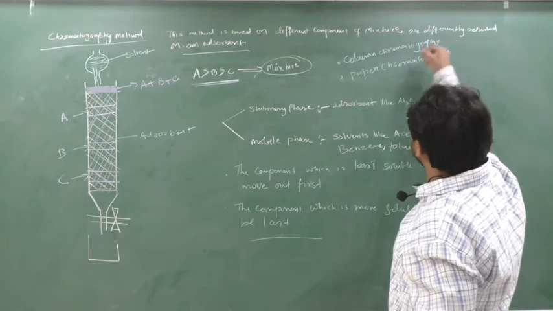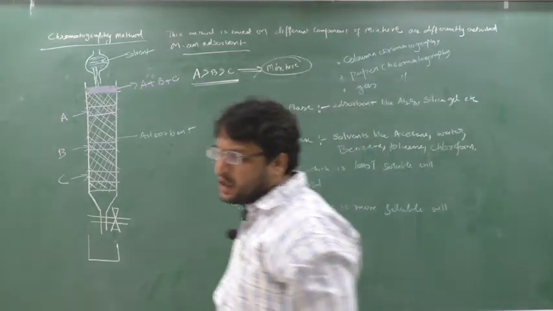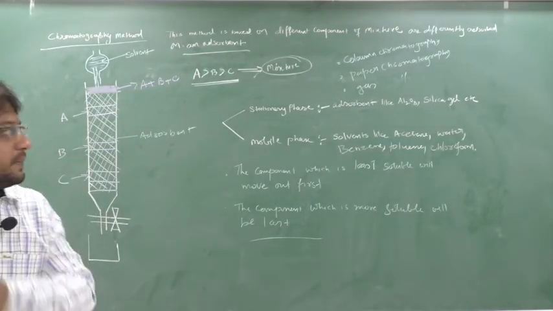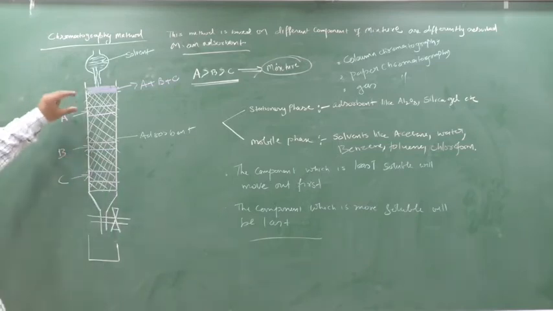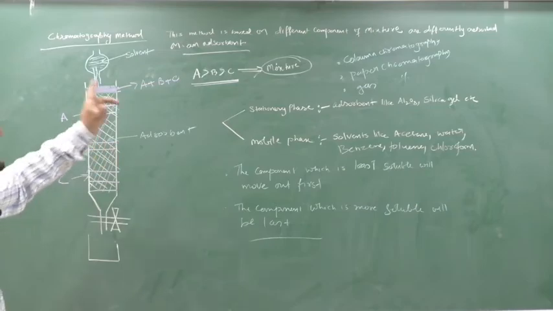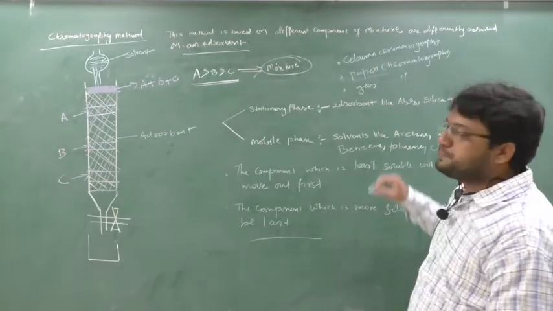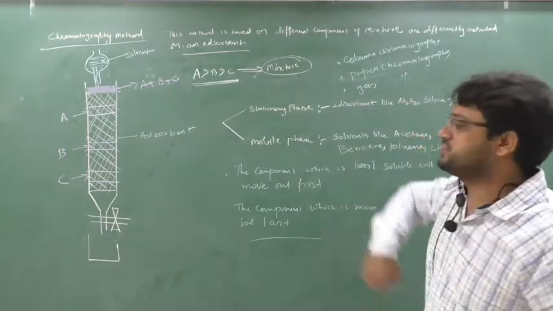If I would have used gas, then gas chromatography. A number of things are there. So I have paper chromatography, gas chromatography, column chromatography. So this name comes based on what? On what thing I am using to separate. Here I am using a column and adsorbent as a stationary phase, so column chromatography. Paper chromatography means paper will be the stationary phase. Gas chromatography means gas will be the stationary phase.